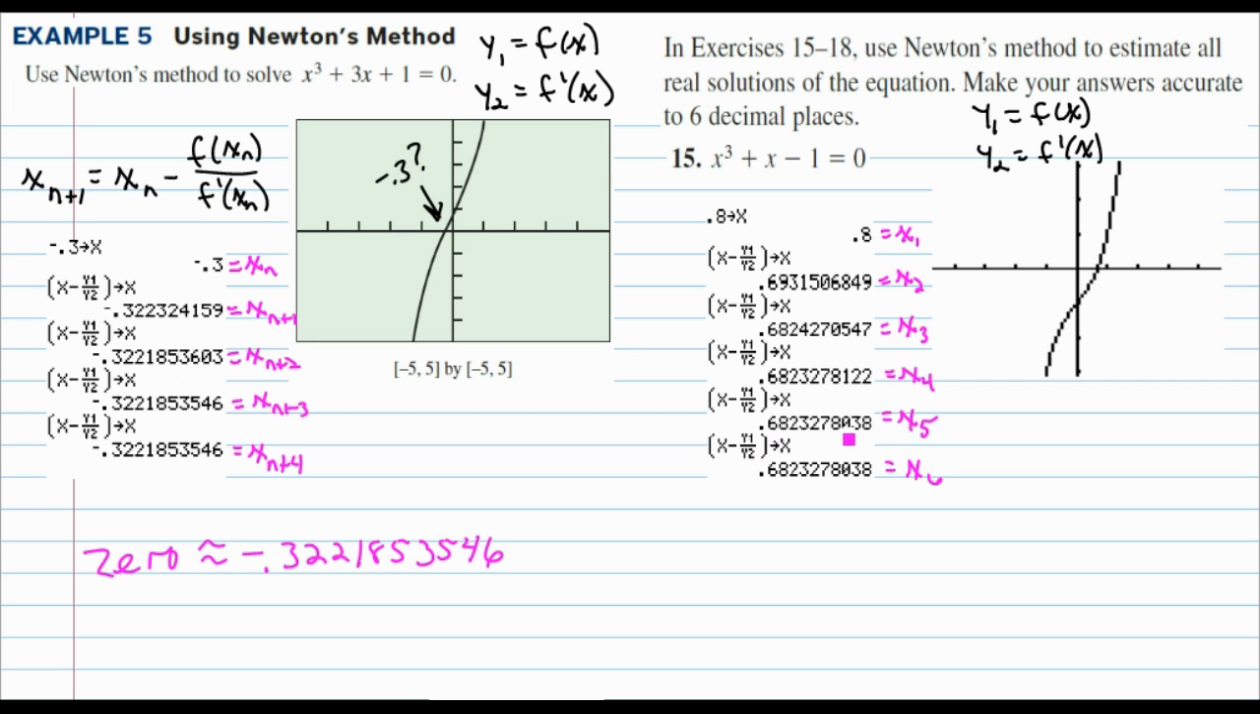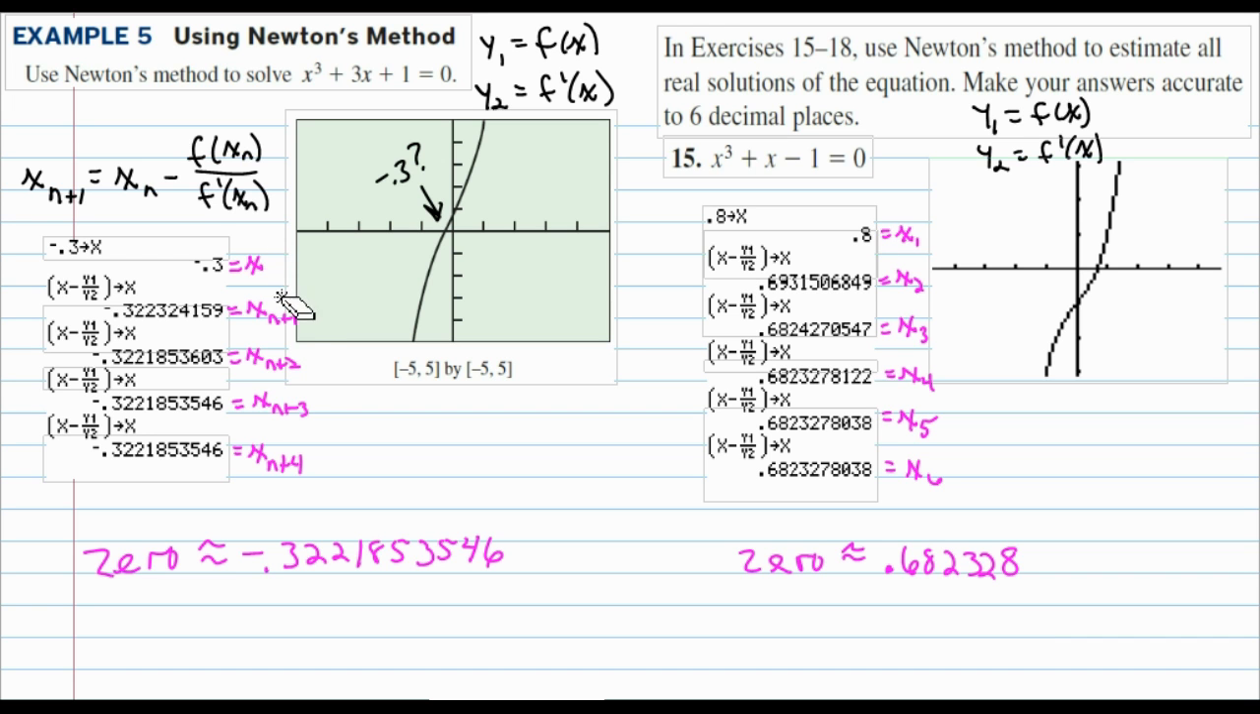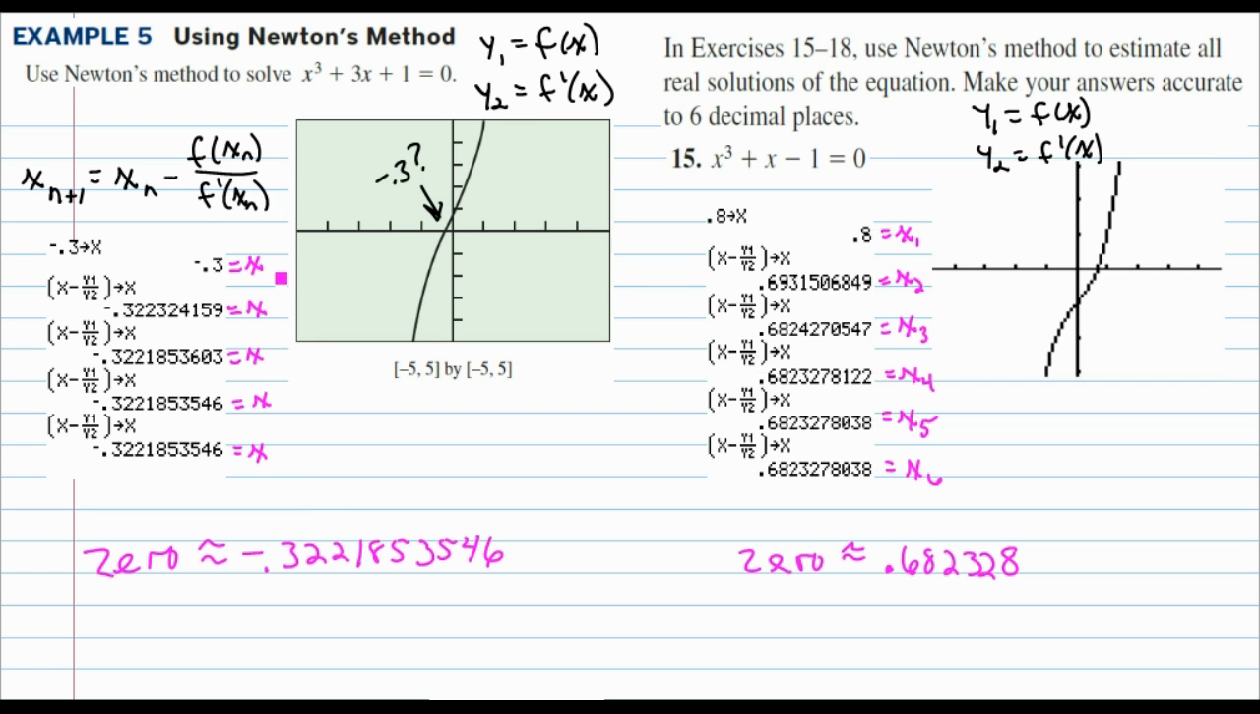And then at least to 6 decimal places, which really I could have stopped after x sub 5. So the zero in this situation is approximately, to 6 decimal places, 0.682328. And I do prefer that you use the values, not n pluses, for your x's. So this over here should be x sub 1, x sub 2, 3, 4, and 5.